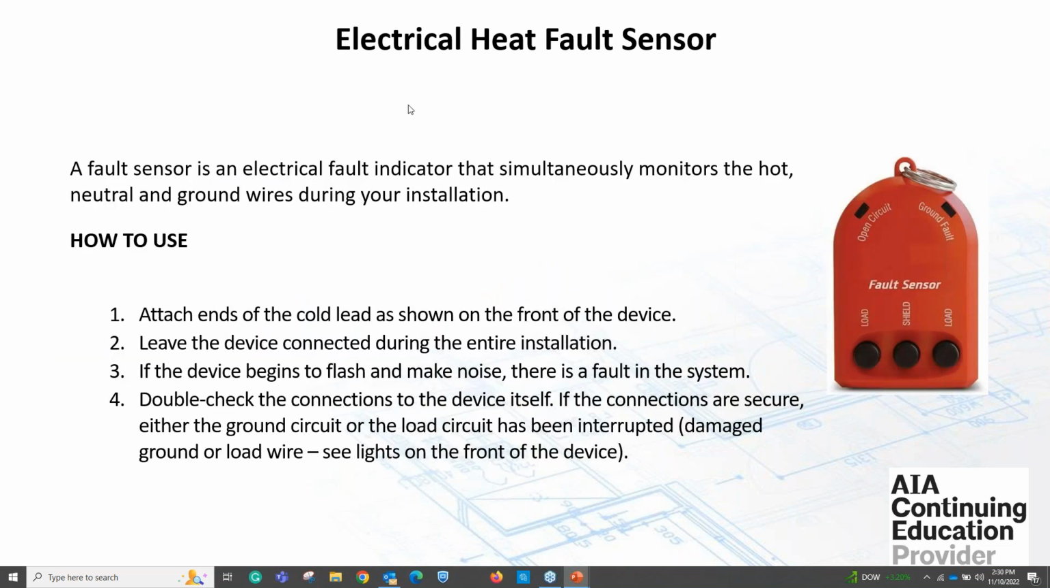And a lot of manufacturers also suggest connecting an electrical heat fault sensor. This connects to the wires, your two heated wires and your ground. So while you're doing the install, if there happens to be a nick or something in the wire, it will signal an alarm and you know that's the spot where there's most likely a problem. So we want to avoid that at all costs.